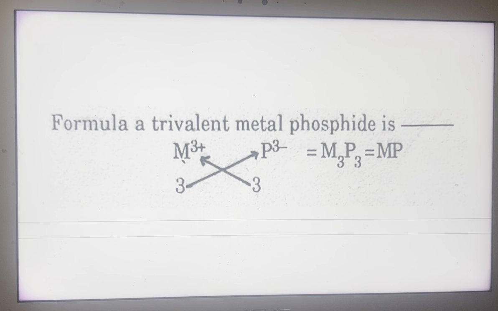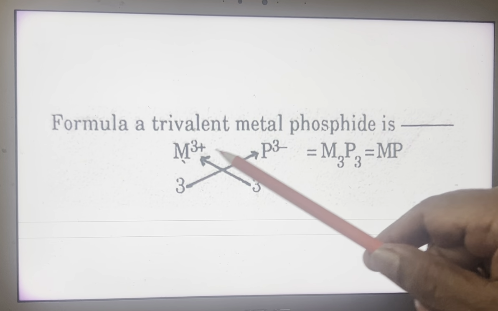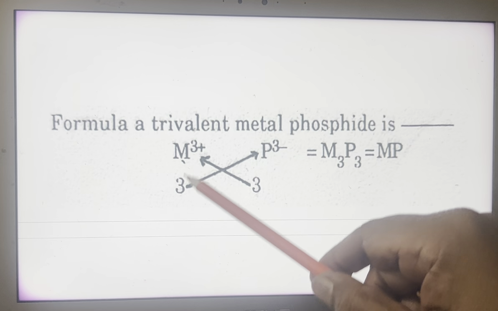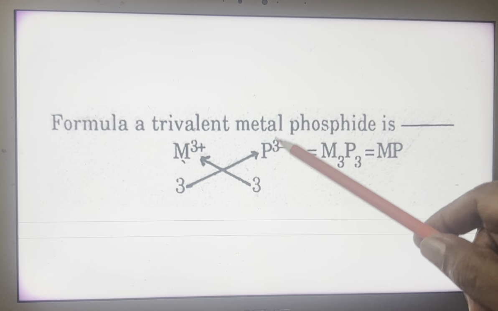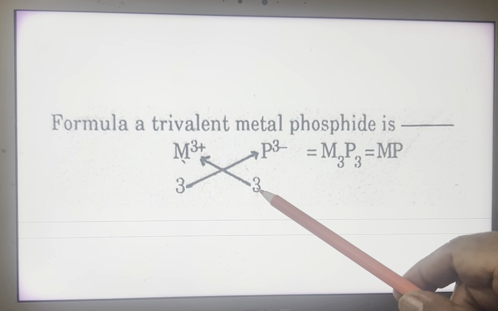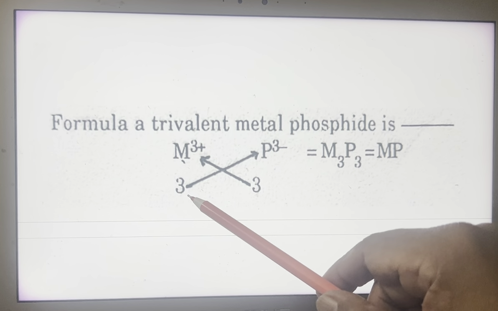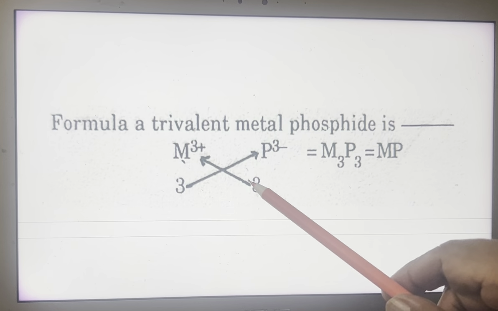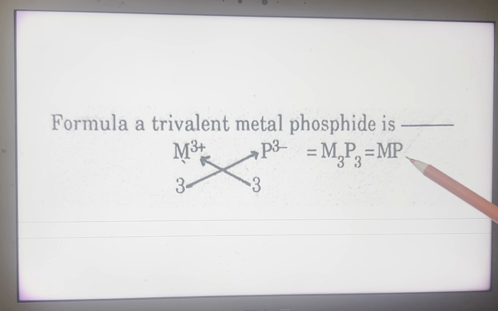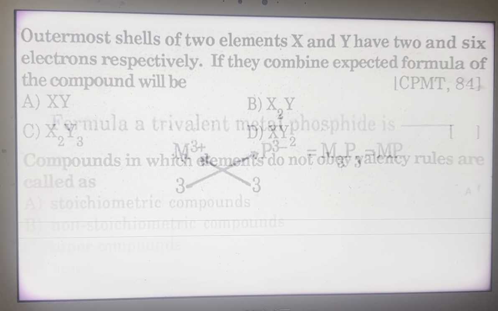Let us see, phosphide with a trivalent metal. The valence of the metal is 3. Phosphide valence is 3, P3 minus, so minus 3 is the valency, and plus 3 is the valency of the metal. On crisscrossing, M3 P3. On simplification, MP. M1 P1, or MP you can write.